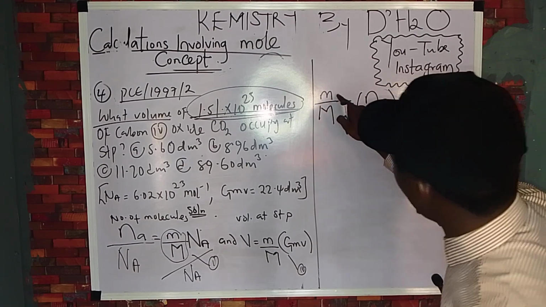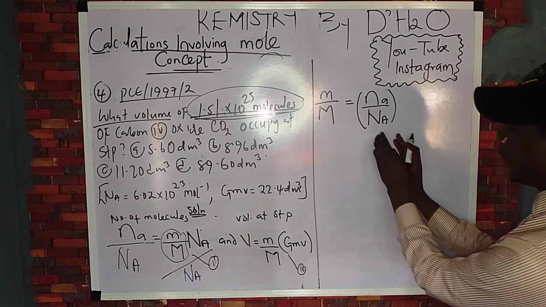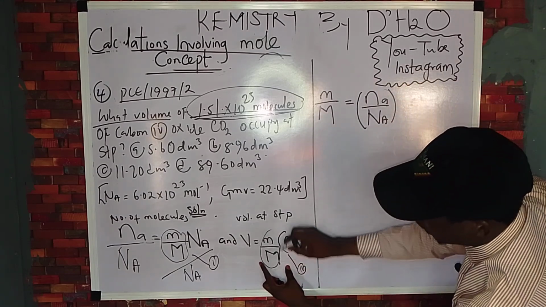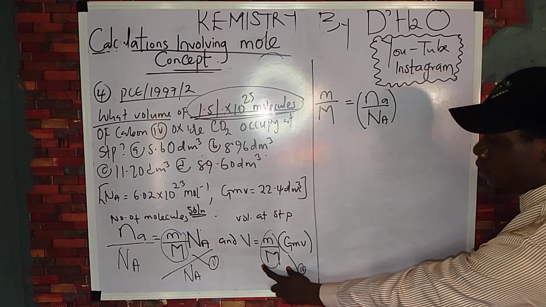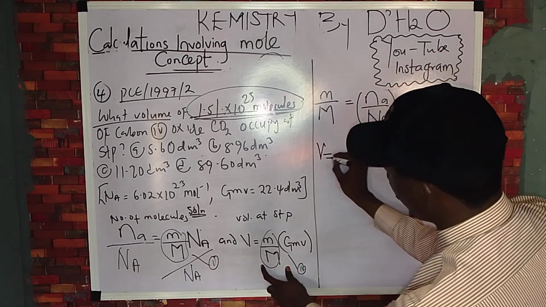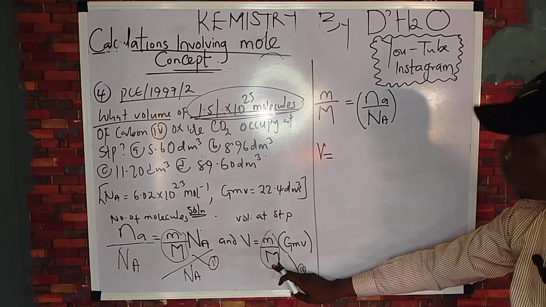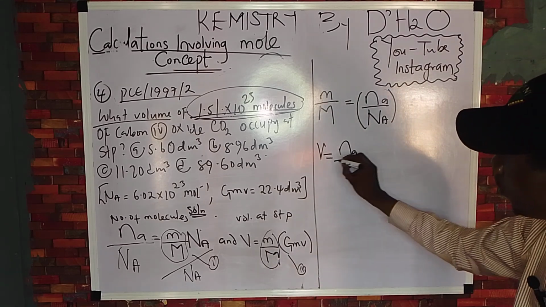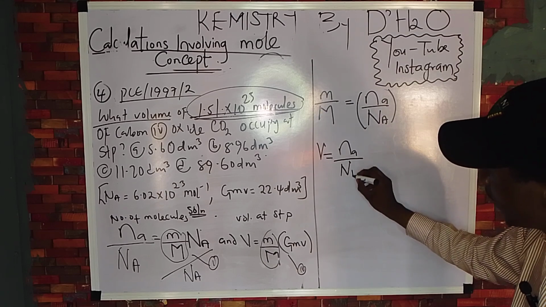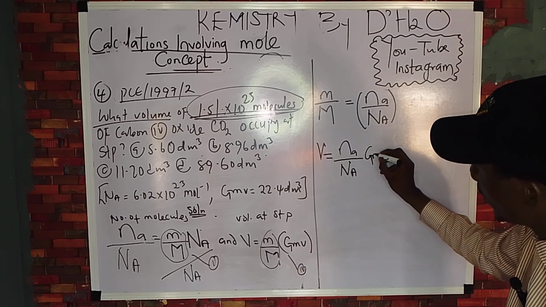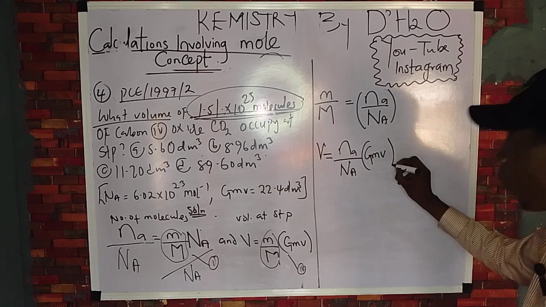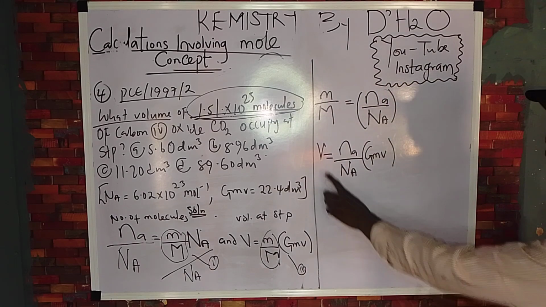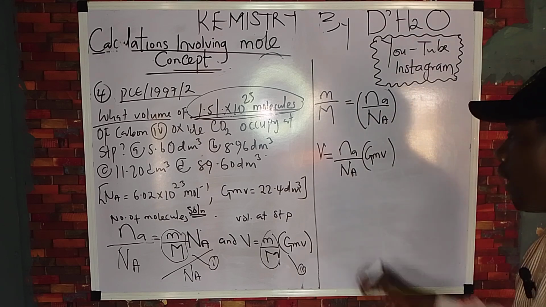So if your mass over molar mass gives us this, it means that we can take this now and put it into this one to replace our mass over molar mass here. So your volume becomes, instead of writing mass over molar mass, we put this here: number of molecules or atoms over Avogadro's constant times your gas molar volume. Wow, this is interesting. So we can solve the question now. Don't forget we're looking for volume. So let's just substitute our values.